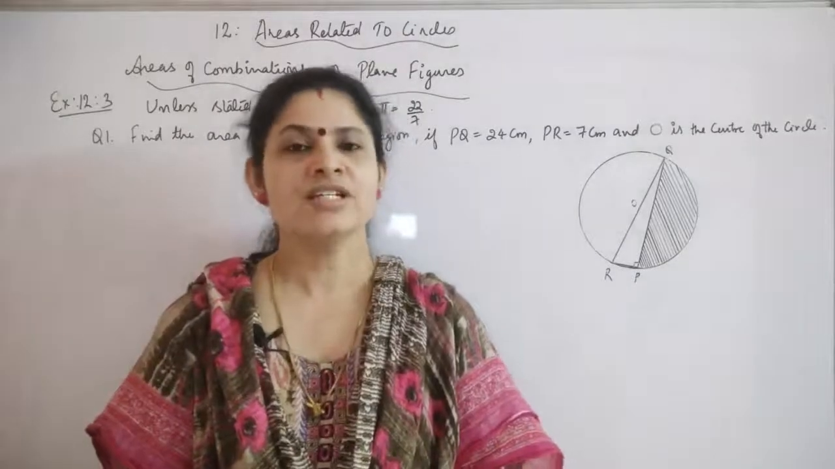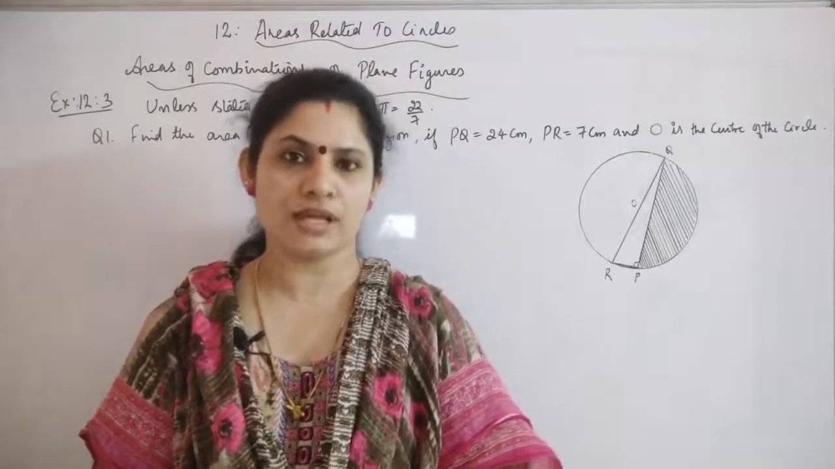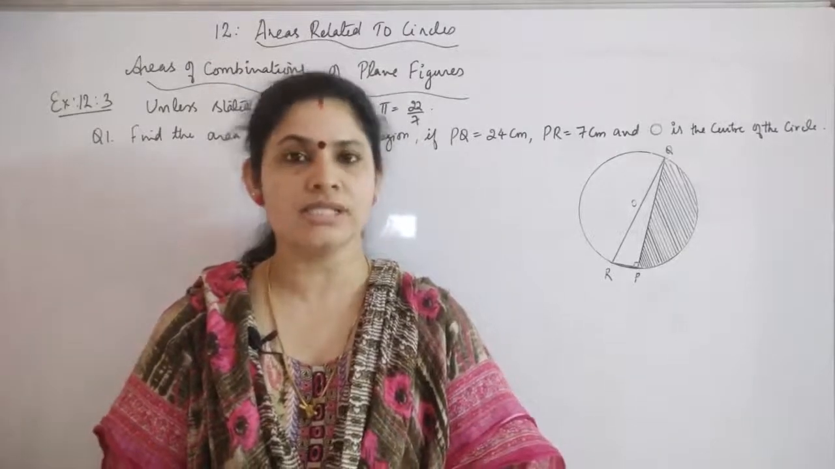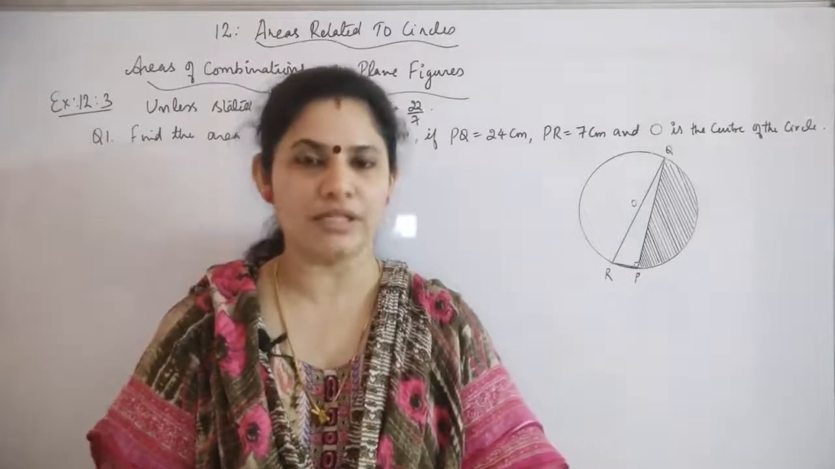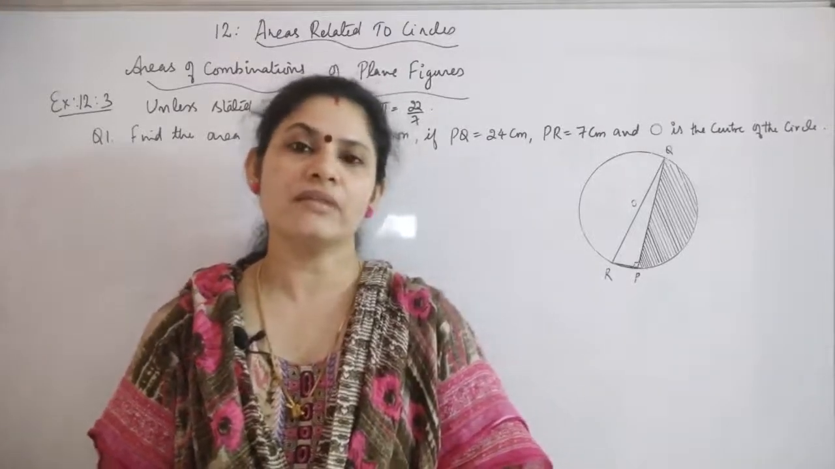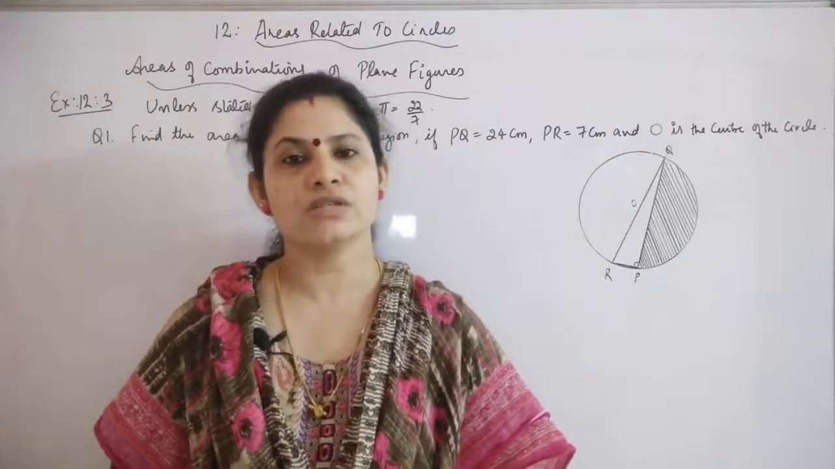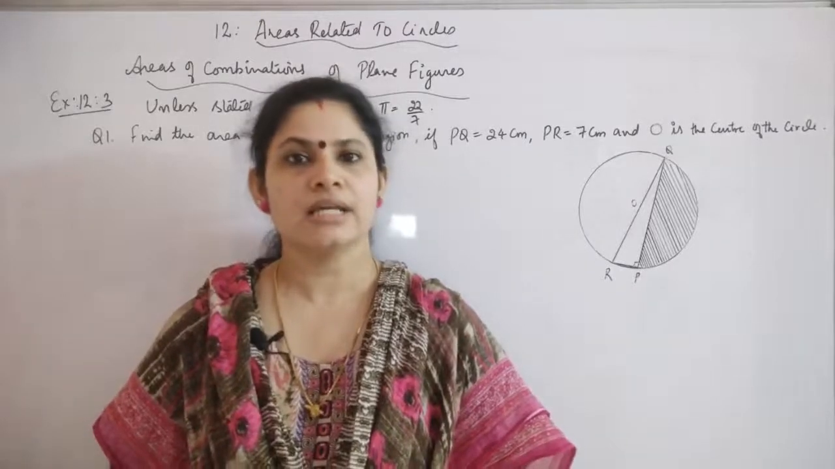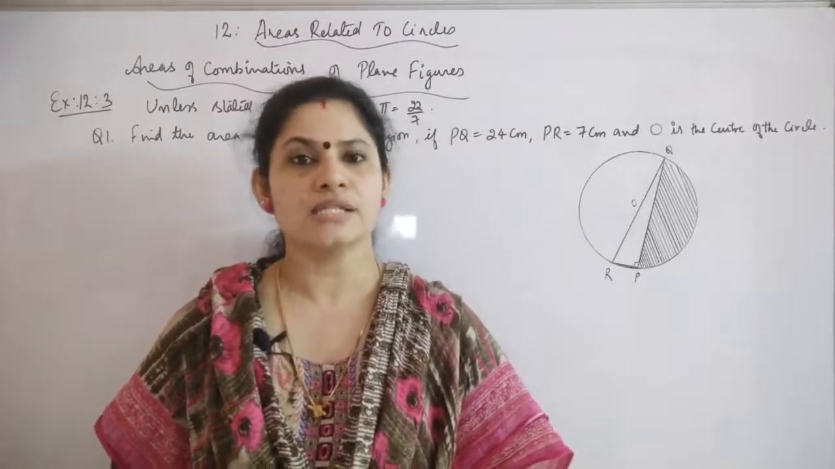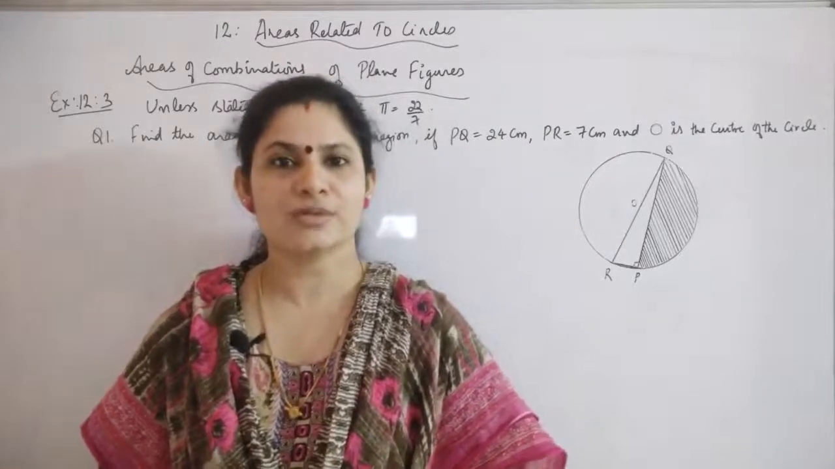Hello everyone. Today we are dealing with a new section of chapter number 12, that is Areas Related to Circles, and the section is Areas of Combinations of Plane Figures. That means here we will be finding the areas of certain combinations of figures which we use in day-to-day life, such as flower beds, window designs and designs of table covers. So let's start with Exercise 12.3.